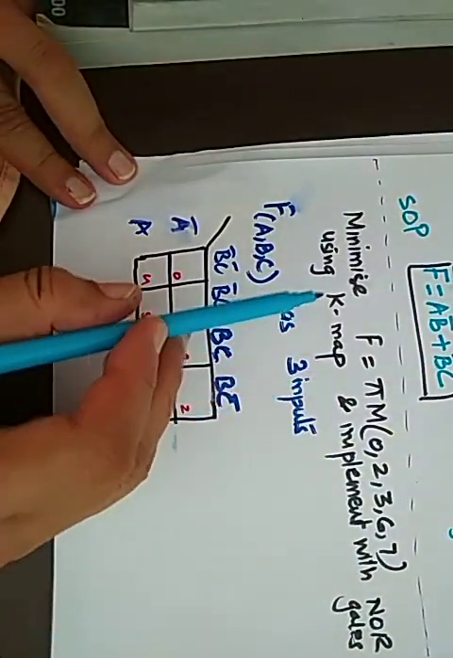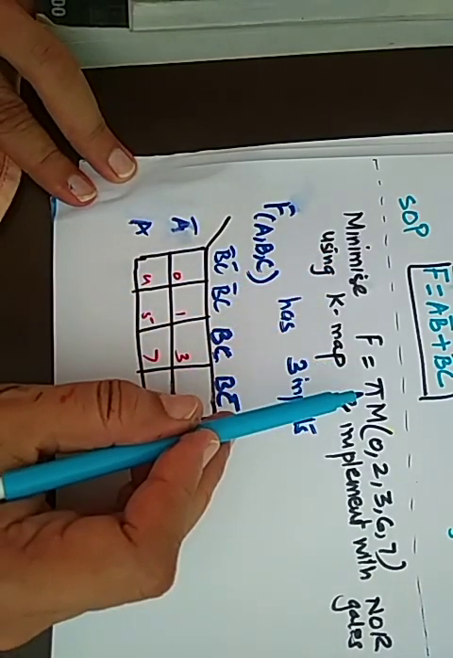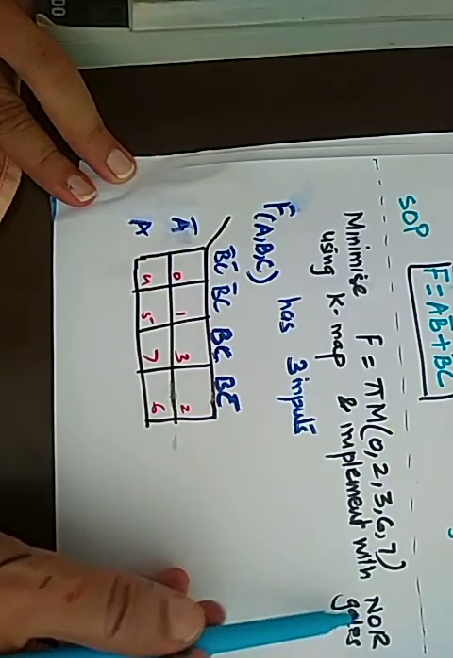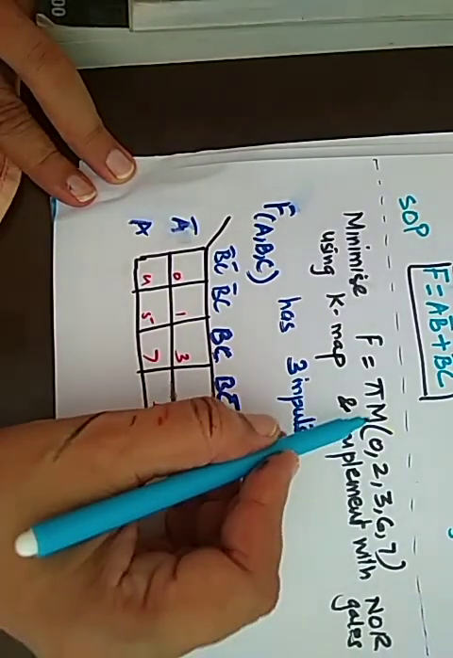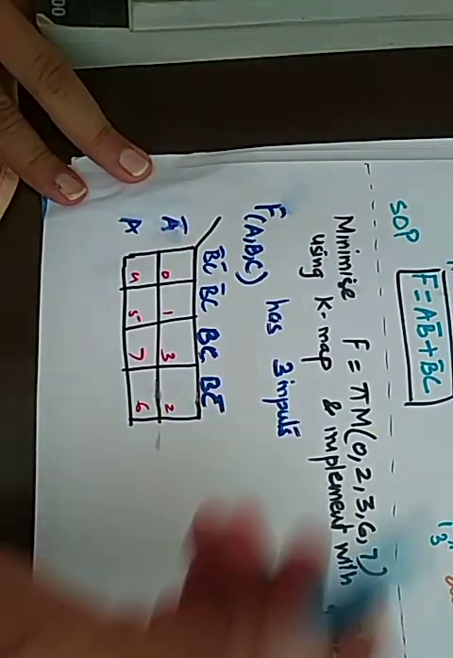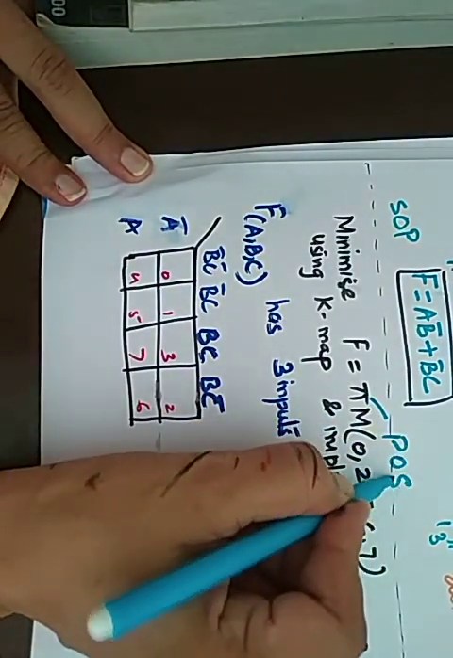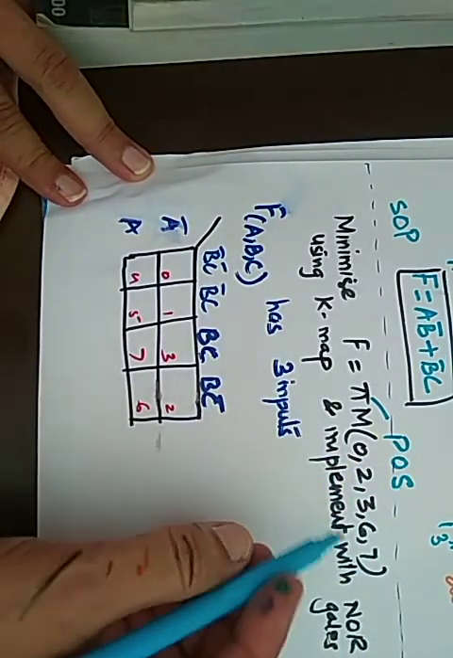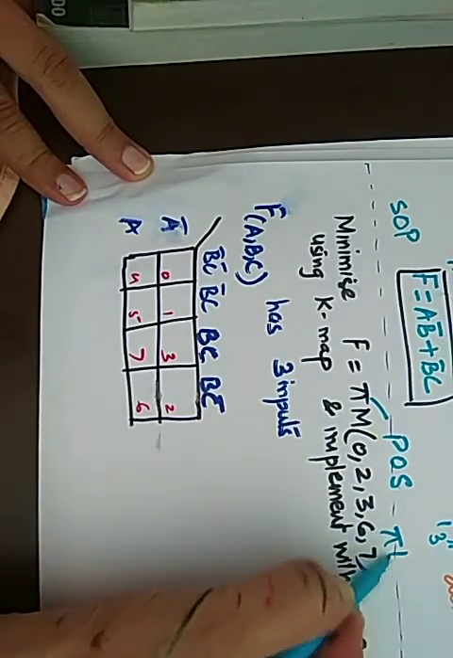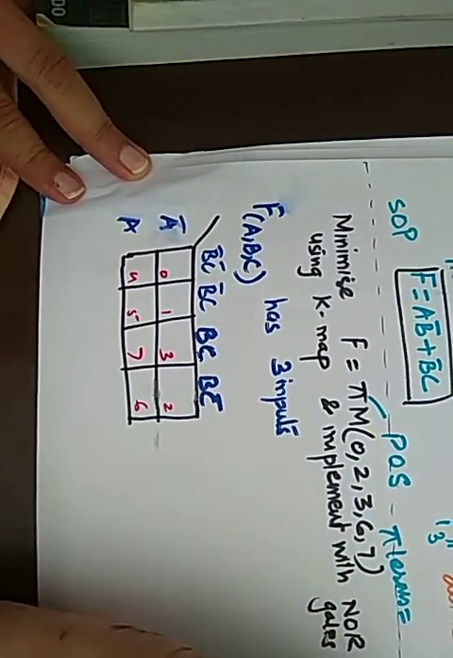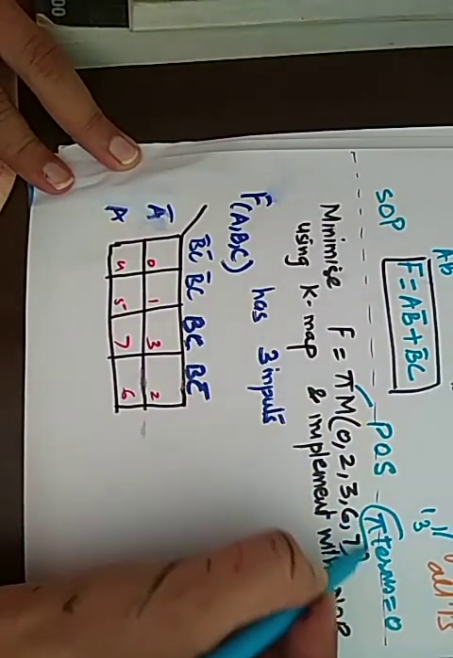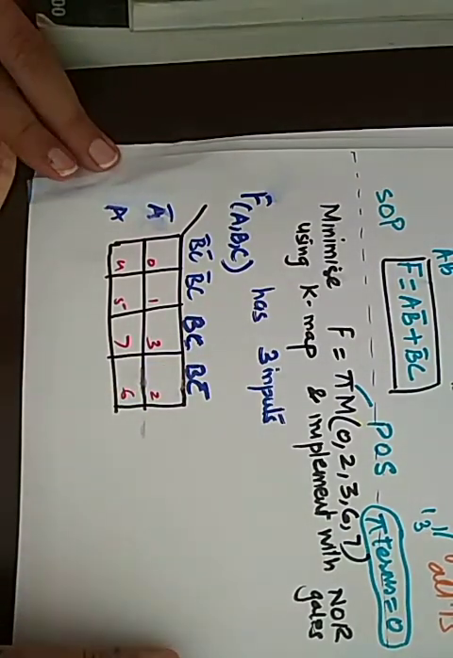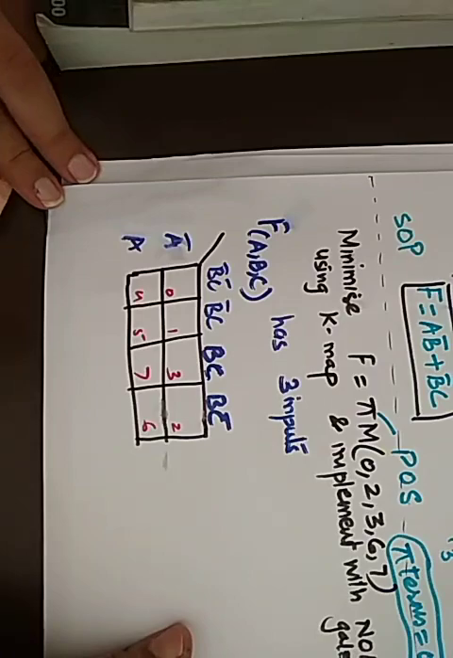We will now see how to minimize a given pi function with the help of K-maps and then implement it with NOR gates. Let's recall what the pi function was. The pi is a POS, product of sums function. So it is a product of sums, and we recall that the value of the pi terms is 0. Please remember this. The value of the pi terms is 0. We saw this in the last subtopic of min terms and max terms.